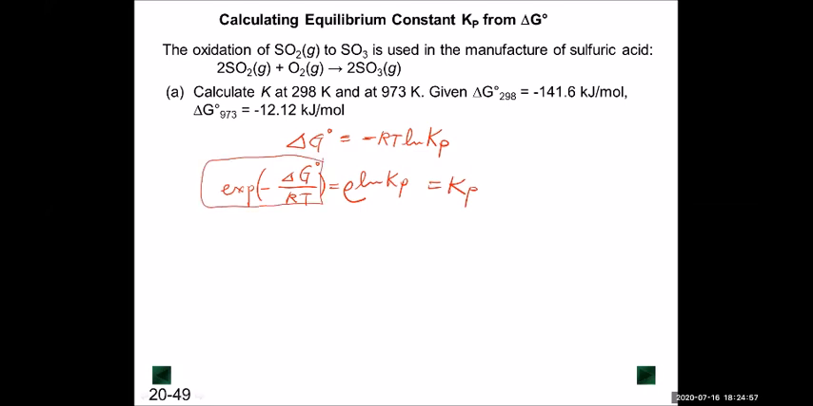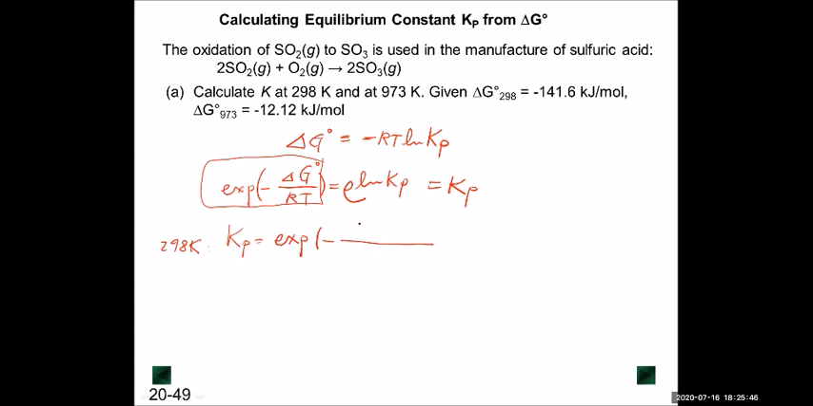This equation somewhat resembles the Arrhenius equation. So simply use the delta G value given in the question and use this to find Kp. Let's do them one by one. Let's do the first one, 298 Kelvin. At 298 Kelvin, Kp equals the exponential of, with delta G being negative 141.